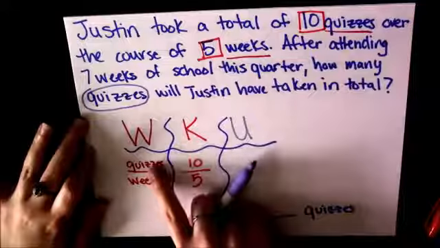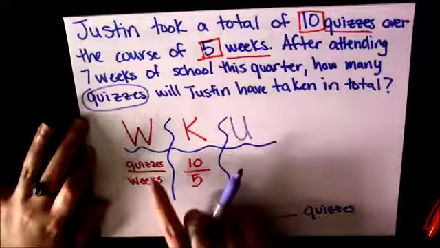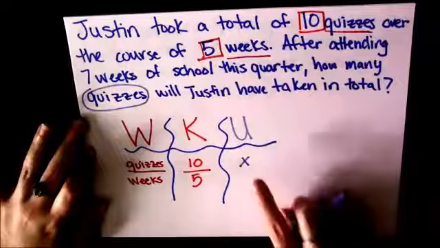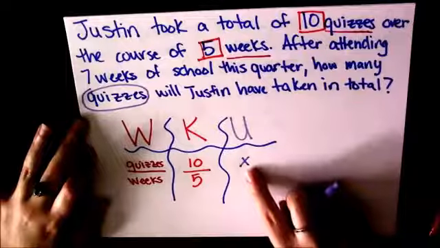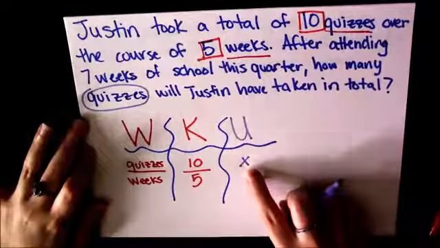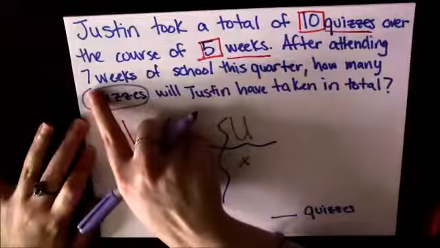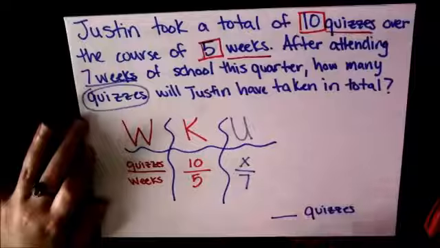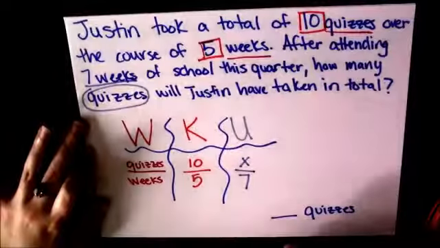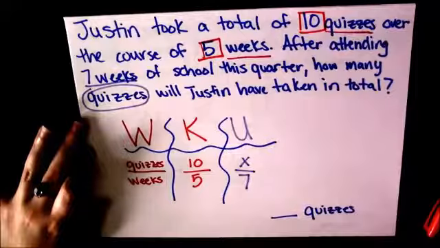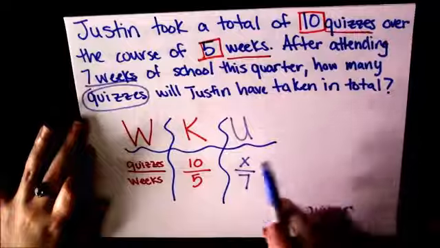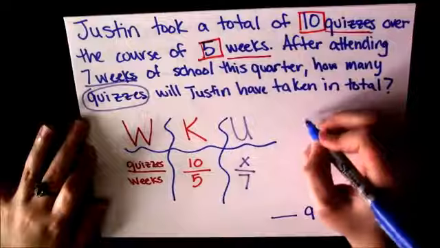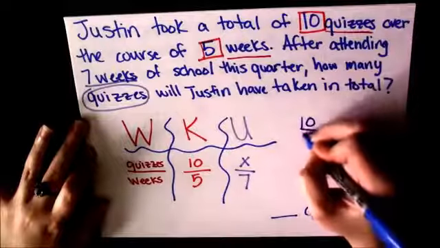In the numerator. So now generally use X as your variable. So I place X there because it is the unknown. And now I see I need another piece of information there that they provided to me in my problem. And it says 7 weeks. So I place that underneath in the denominator, and now I can set up a proportion to solve and find out how many quizzes Justin would have taken in a total of 7 weeks. So now I set them equal to each other.